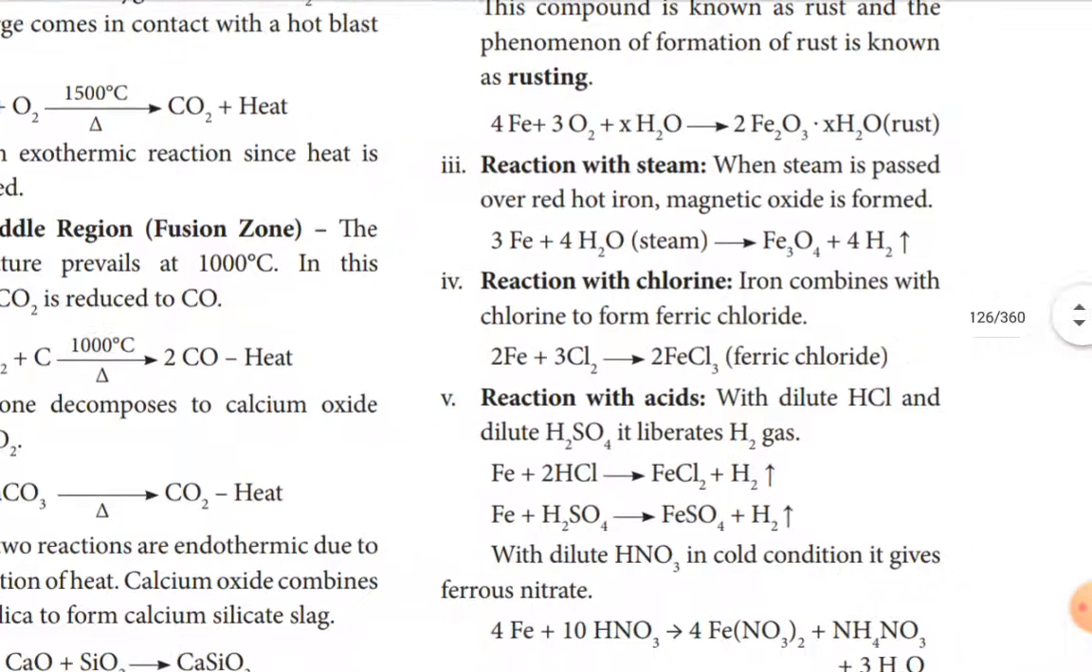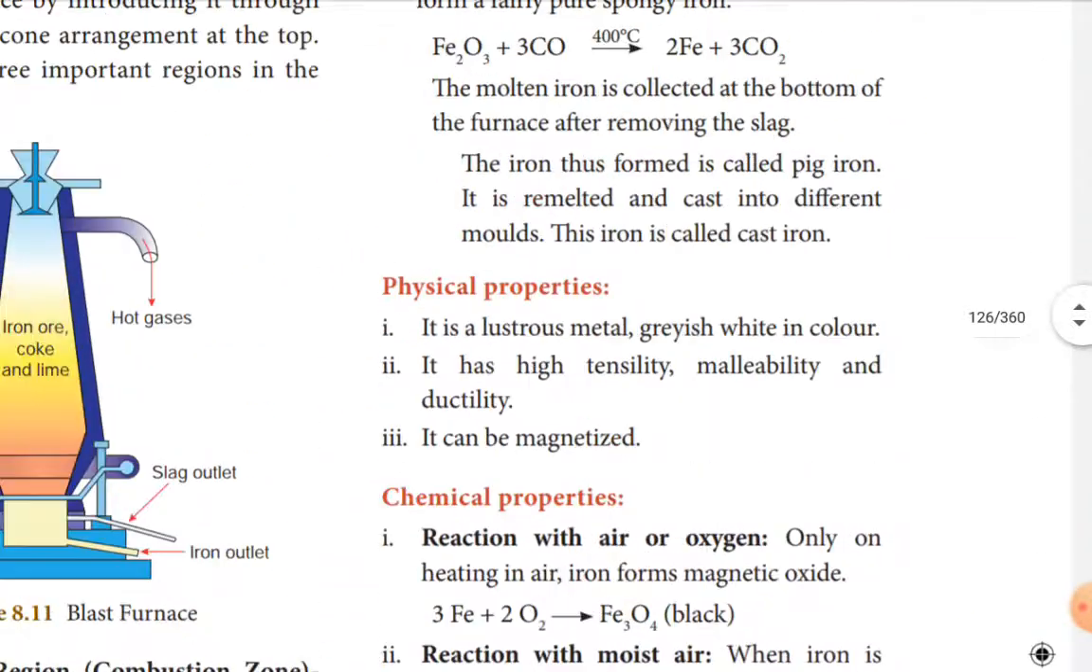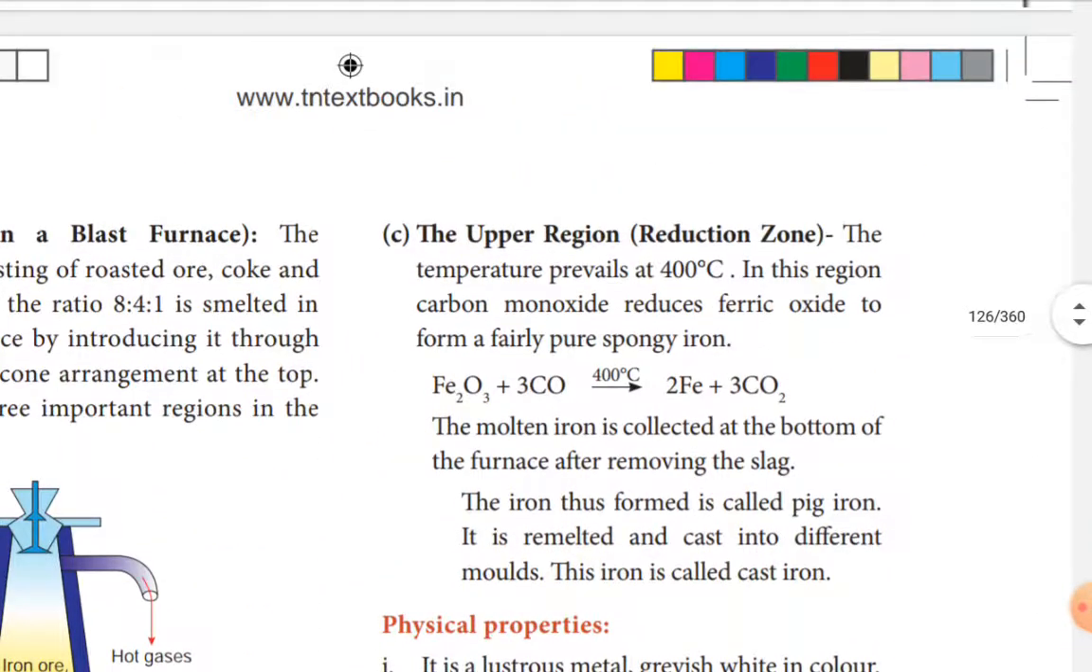Then the third one is called the upper region. The upper region is called the reduction zone. Reduction is the process of removing oxygen from a substance. So the temperature prevailing here is 400 degrees. Here the temperature is 400 degrees only.